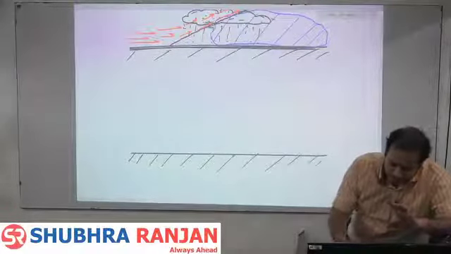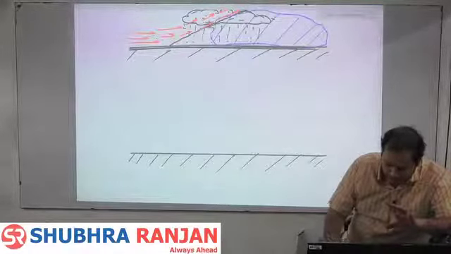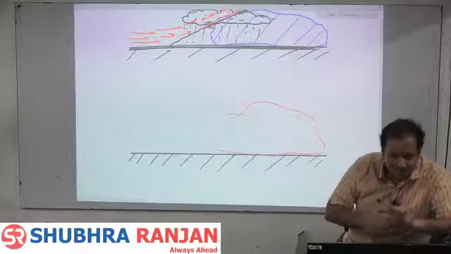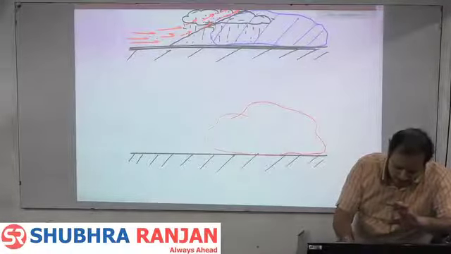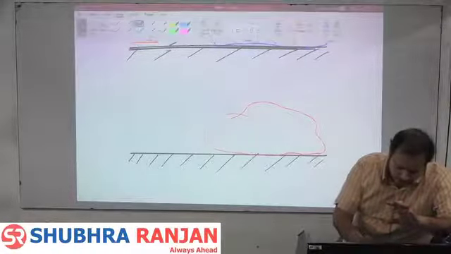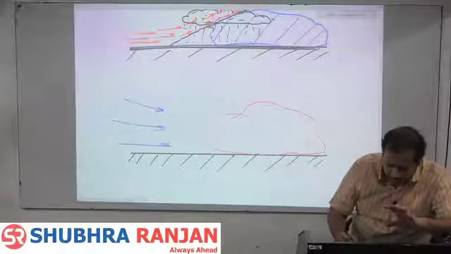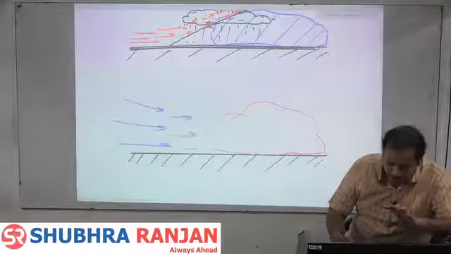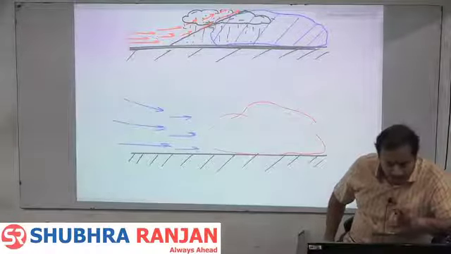Cold air is coming into the regions of warm air. So what is there on the ground is warm air. Understanding? What is coming is cold air. Huge amount of cold air is coming. And see, cold air is very slow moving air because it is denser. Understanding? It moves very slowly.